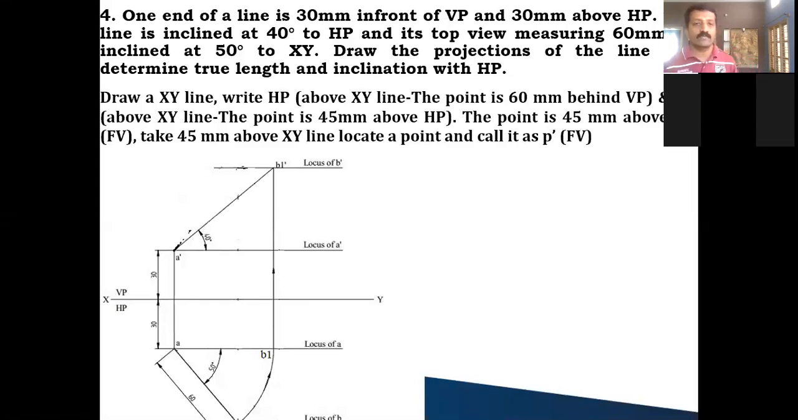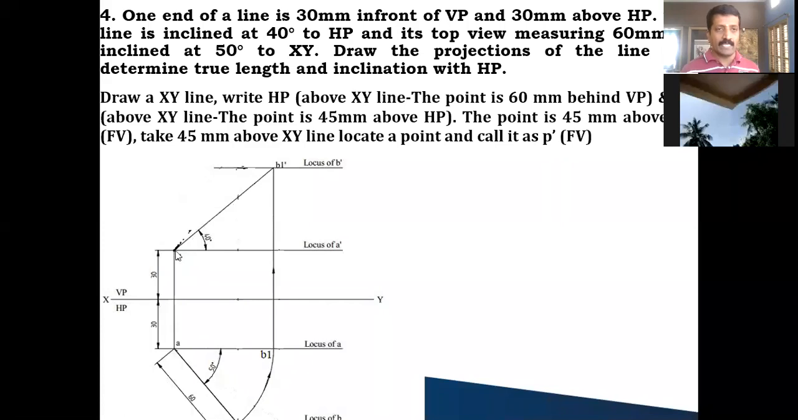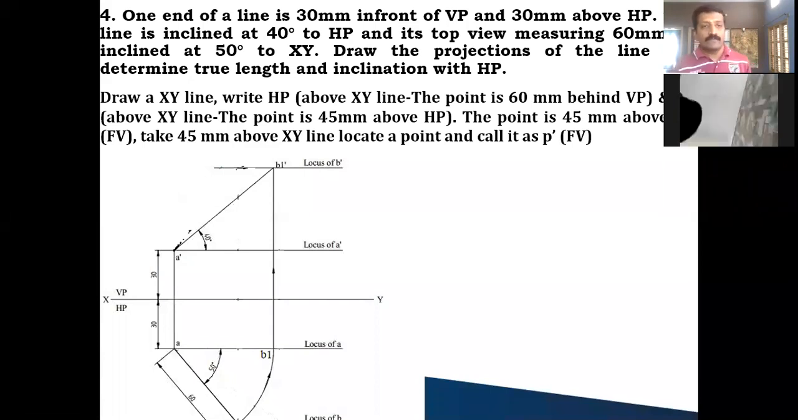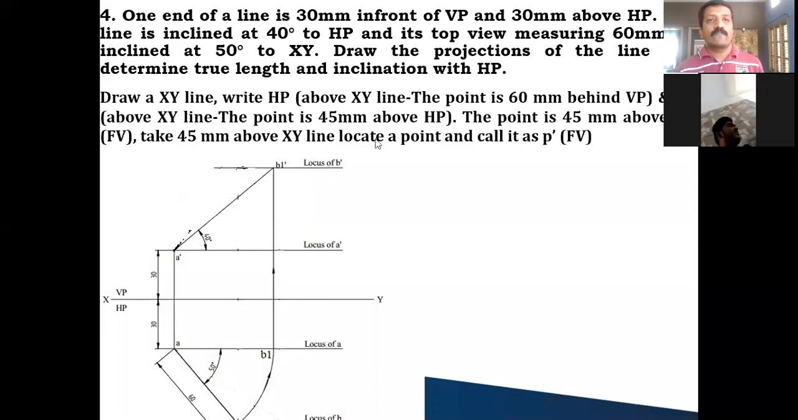Okay, so you draw XY line, fix HP and VP, take 30 millimeter above XY line and 30 millimeter below XY line, draw the horizontal projectors, locate any one point in front, you call that as the A dash, and then draw a vertical projector from there, you call the corresponding point as the A. Okay, so after this, the line is inclined at 40 degree to HP. So the true length is not given in this, but the true inclination with respect to HP is given. What is that? Theta is given.